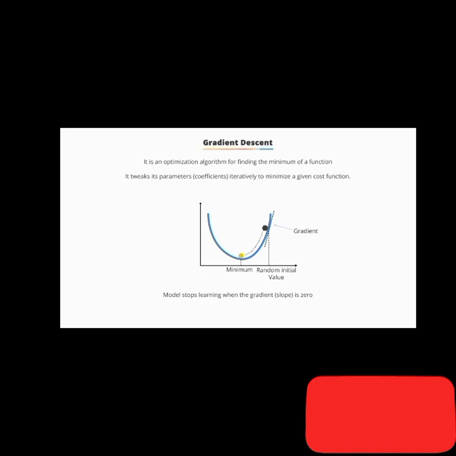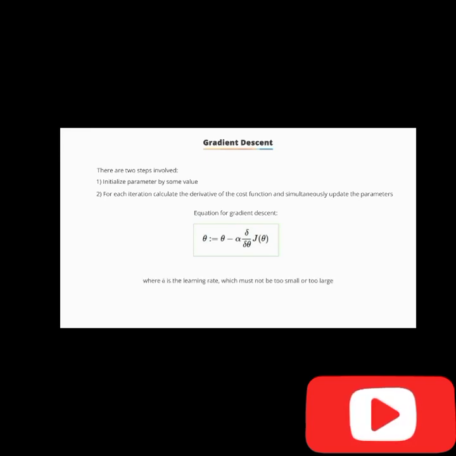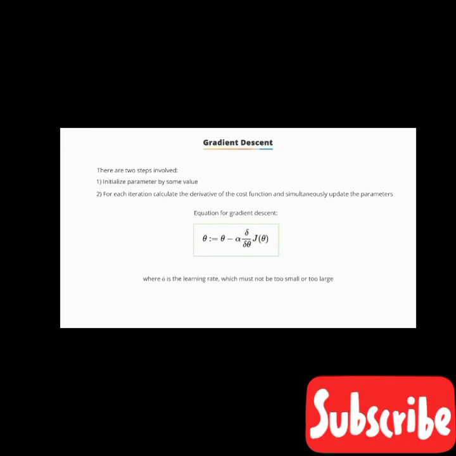Gradient descent is a first-order iterative optimization algorithm for finding the minimum of a function. It tweaks its parameters or coefficients iteratively to minimize a given cost function. The model stops learning when the gradient or slope is 0. Gradient descent algorithm has 2 steps involved. The first step is to initialize the parameter by some value. The second step is to calculate the derivative of the cost function for each iteration and to simultaneously update the parameters. The equation for gradient descent is, where A is the learning rate that controls the size of adjustment.